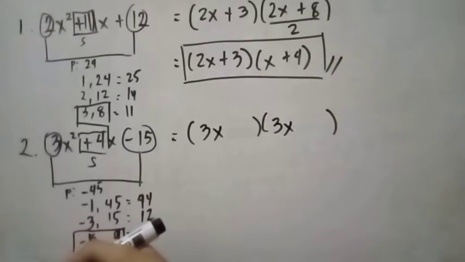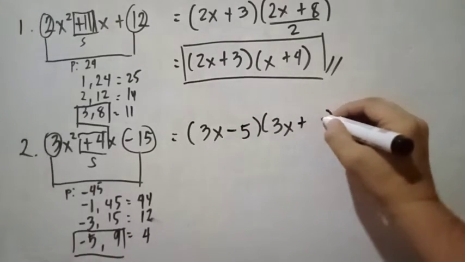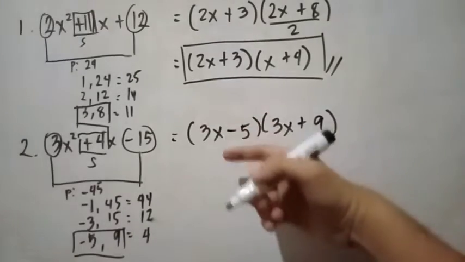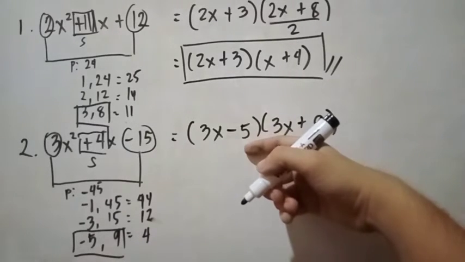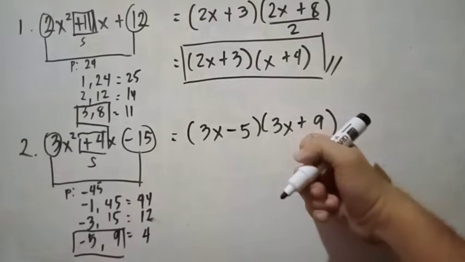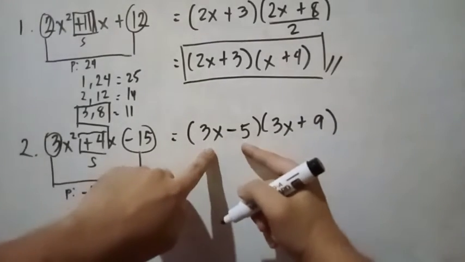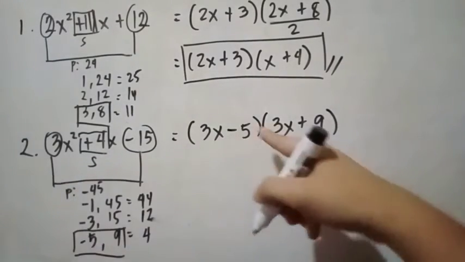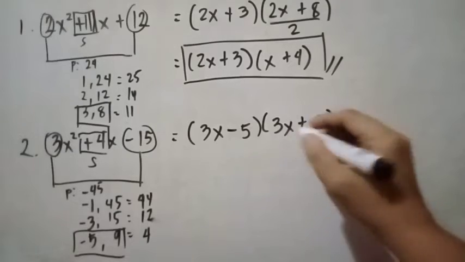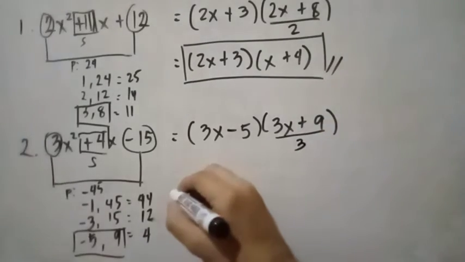Tapos, yung second term natin ay negative 5 and positive 9. So, we have negative 5 and positive 9. And then, dahil hindi pa ito ang final answer, i-divide natin sa kanilang common factor o yung GCF. Dito, between 3 and 5, there is no common factor, so dyan lang sila. Pero dito 3 tsaka 9 meron, and that is 3. So, i-divide natin pareho sa 3.